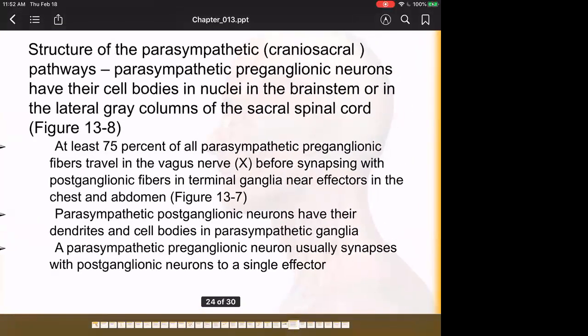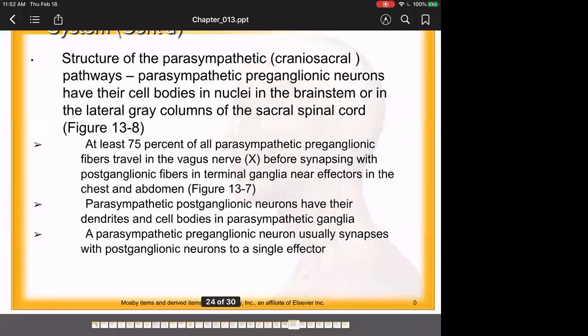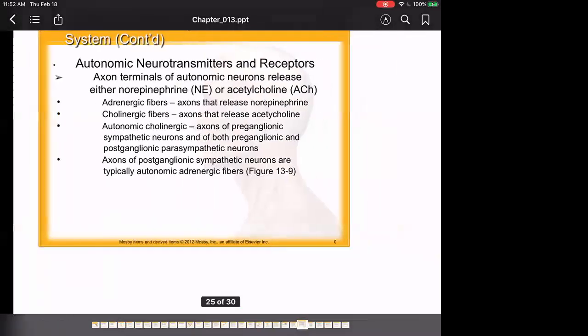This is an interesting fun fact. At least 75% of all parasympathetic preganglionic fibers travel in the vagus nerve before synapsing with the postganglionic fibers somewhere in the chest and abdomen. Oh, that was interesting. That's the only one, sure.